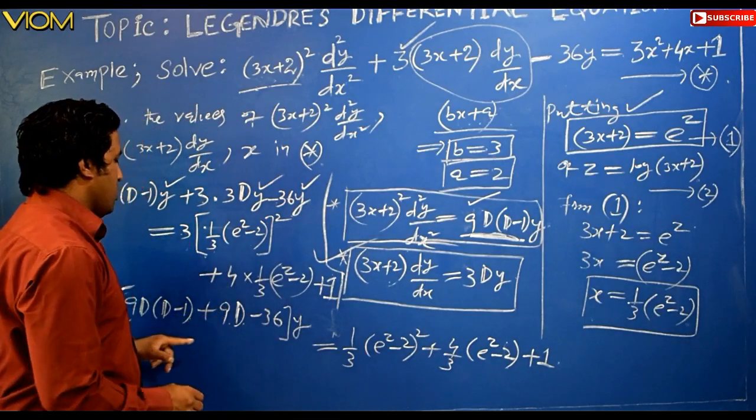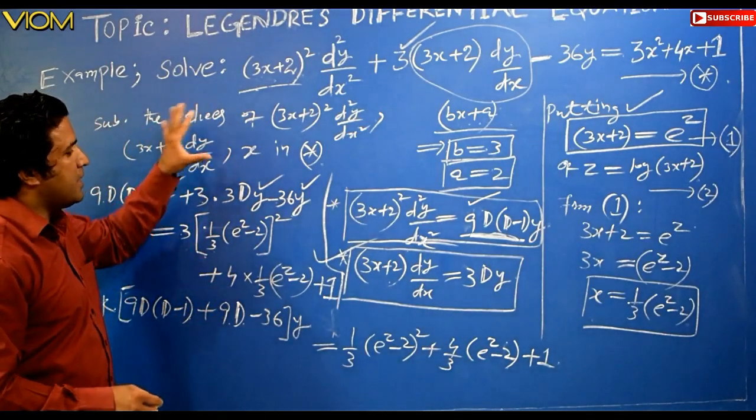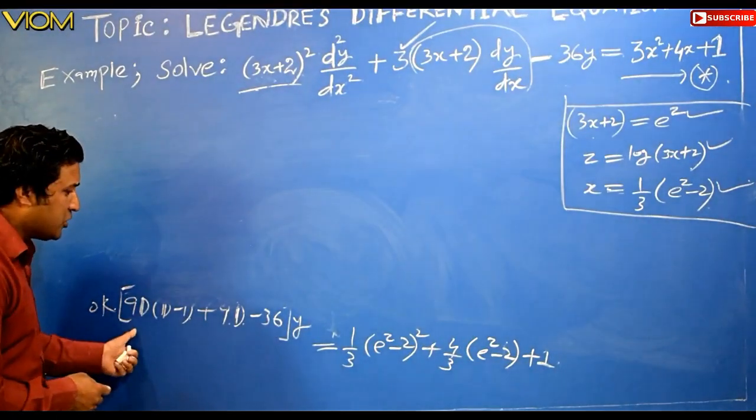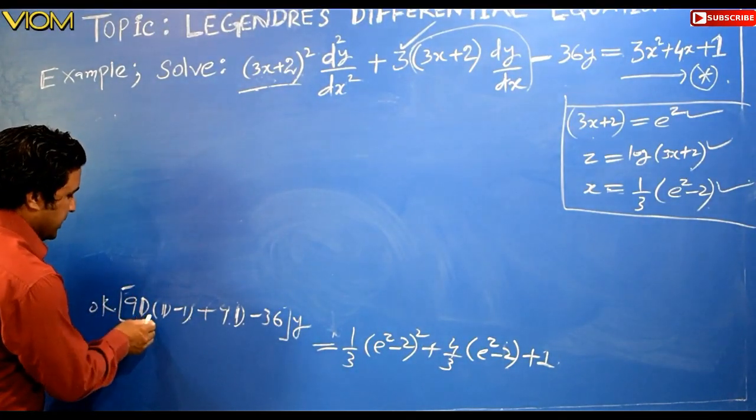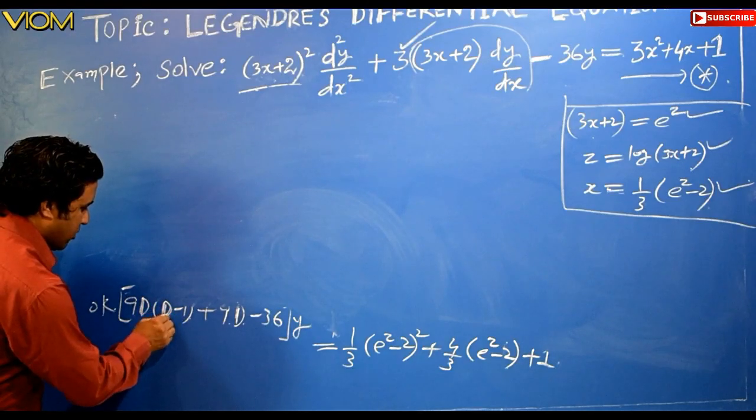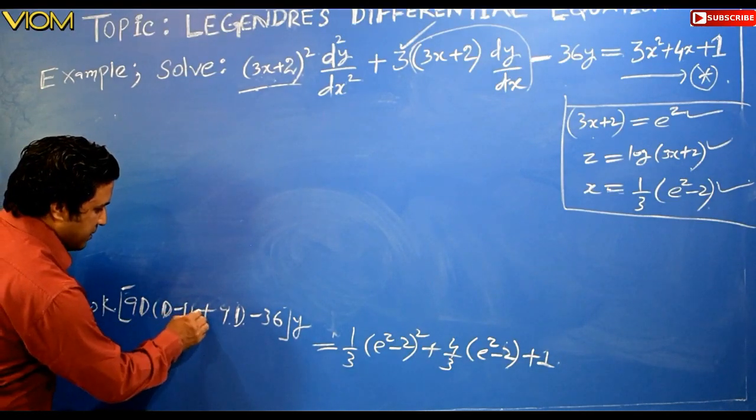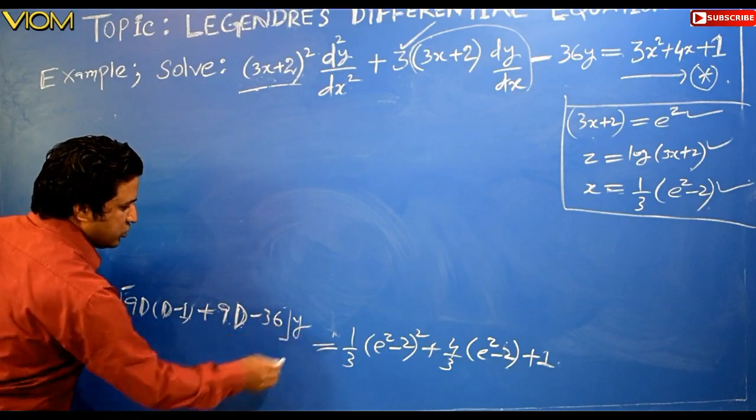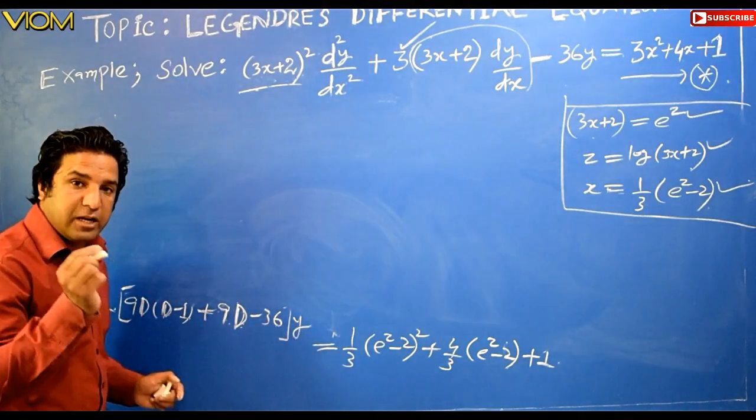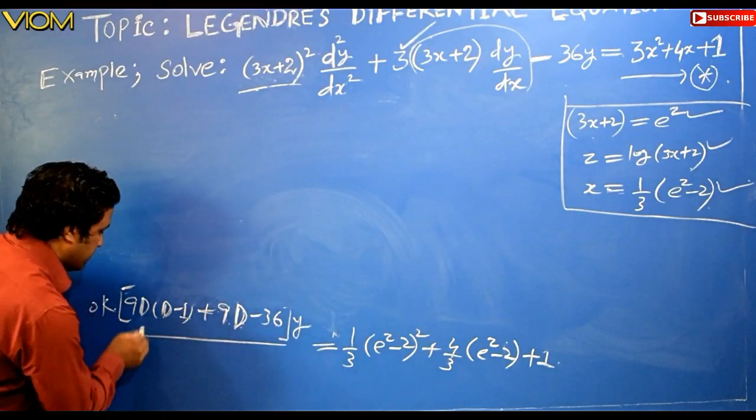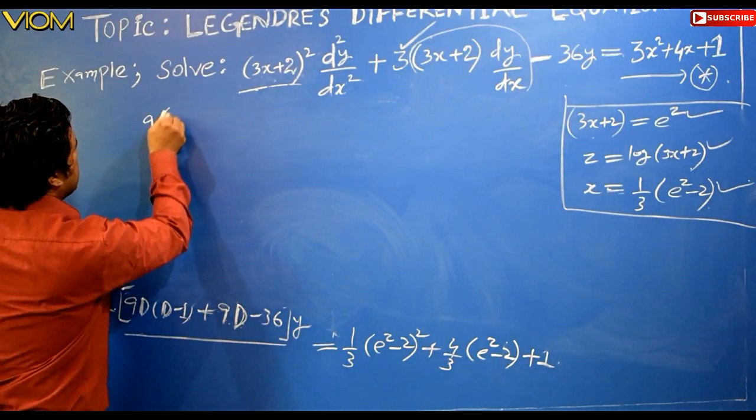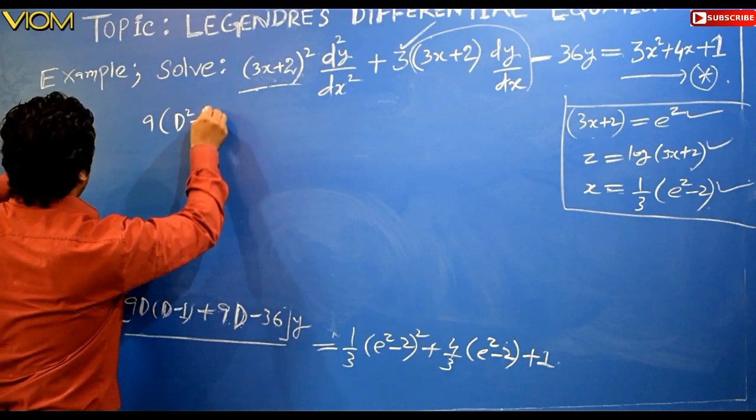This is separate. Now I will continue here. I can write this as 9d into d minus 1, plus 9 times d, minus 36, into y. When you take a copy and paper and solve this, it will be converted into this: 9 times of d square minus 4.